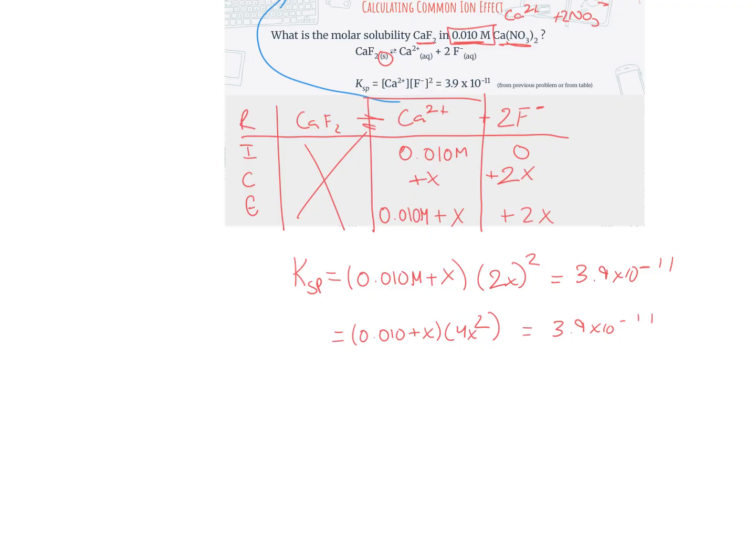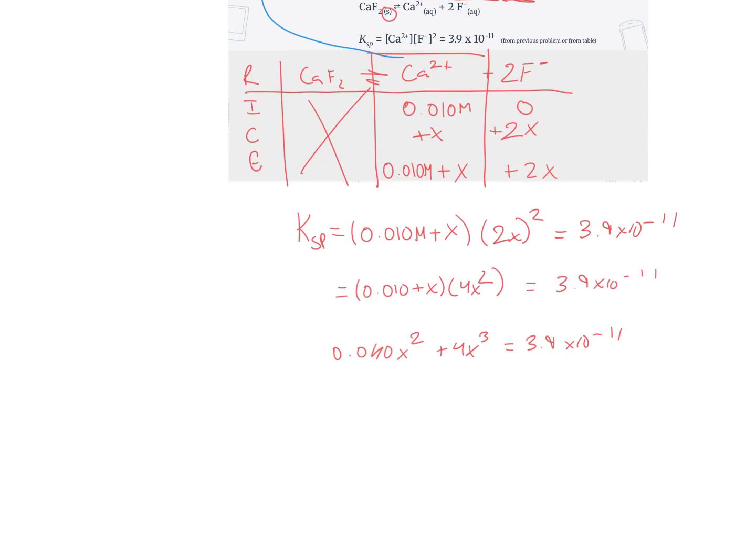And then if we distribute this, we should have 0.010 times 4, my bad. We should have 0.040 x squared plus 4x cubed equals 3.9 times 10 to the minus 11th. And then if we get everything to one side, it's 0 equals 4x cubed plus 0.04 x squared minus 3.9 times 10 to the minus 11th. And of course, this is not very trivial to solve on its own. You'll have to use a calculator.